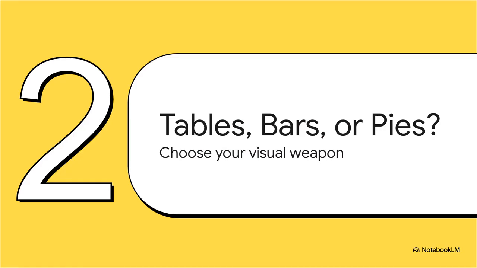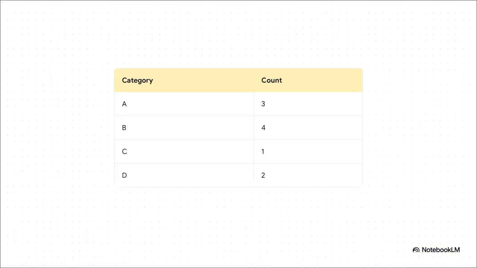Section 2. Tables, bars, or pies. Choosing your visualization weapon. Once we actually have our why, we transition to the fun part, choosing our visualization weapon. Depending on the exact question we want to answer, our raw data takes one of 3 paths.